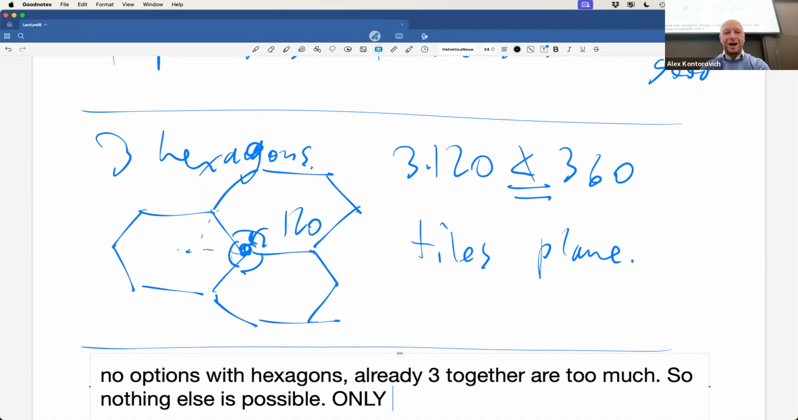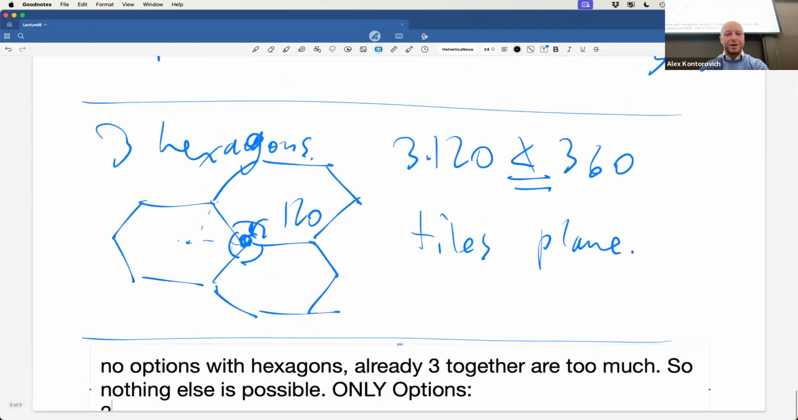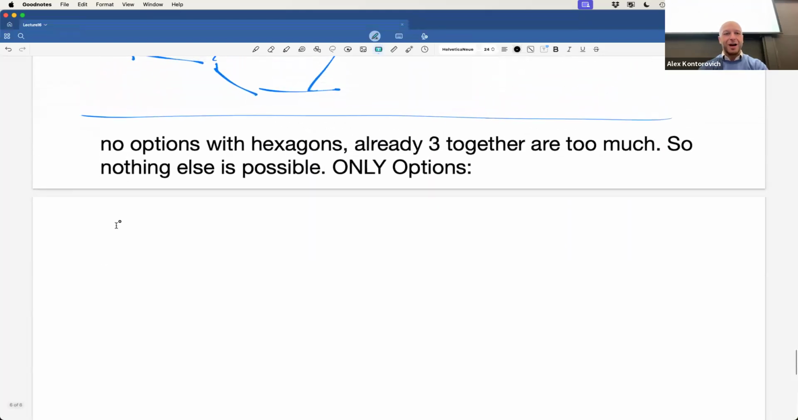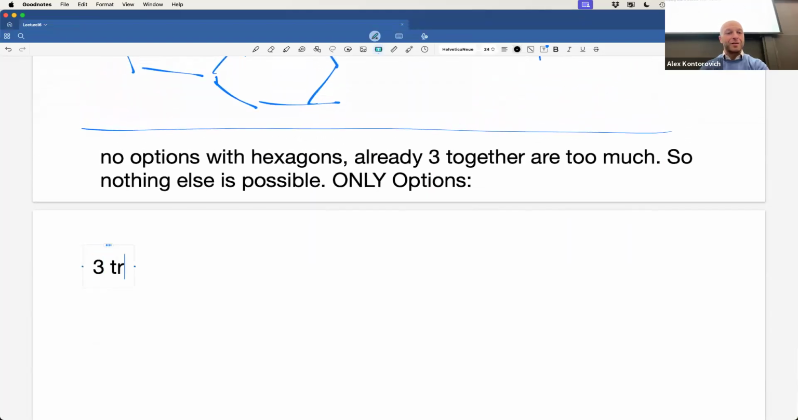Our only options are, let's see, I have to start a new page. Only options are three triangles, three equilateral triangles meeting in a corner. That does make a shape. It makes the tetrahedron.